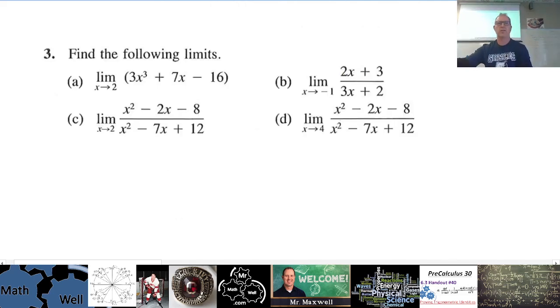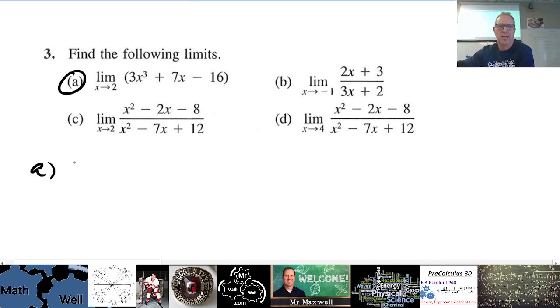Okay, so here's 3. Find the following limits. Guys, listen, if you can just plug it in, plug it in. If it's evaluated, plug it in. Especially, this is a polynomial, A, so that means there's no restrictions, there's no gaps, anything. It's just a polynomial, it's continuous. So plug 2 in, you're good to go.